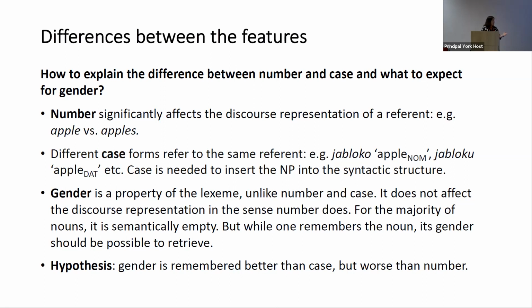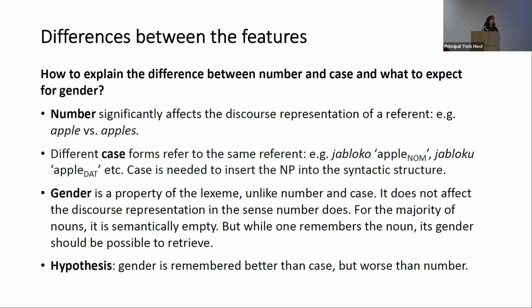So let's look at gender now. What can we expect from gender? Gender is a property of the lexeme, unlike number and case. So this should give it maybe some advantage because a noun has only one gender, but it can have different numbers in different cases. But gender doesn't affect the discourse representation in the sense number does.